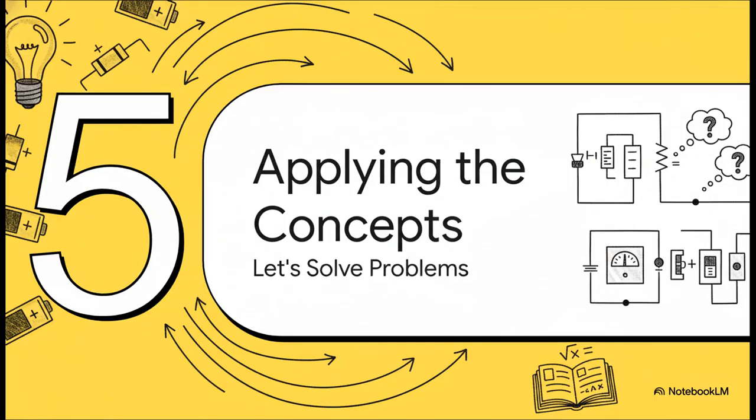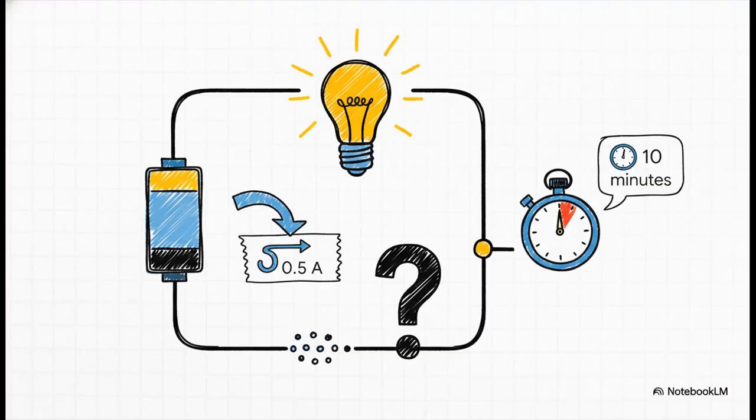You know, the best way to really strengthen our understanding of these formulas is to apply them. So let's solve a couple of numerical problems together. Here's our first problem. A current of 0.5 amperes is drawn by a bulb for 10 minutes. We need to find the total amount of electric charge that flowed through the circuit.